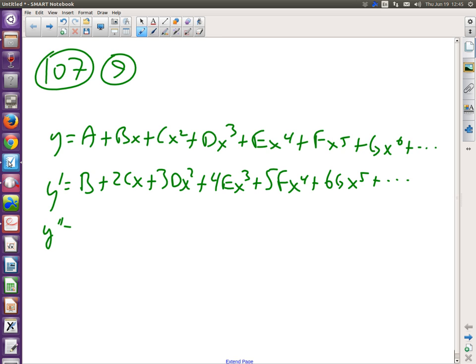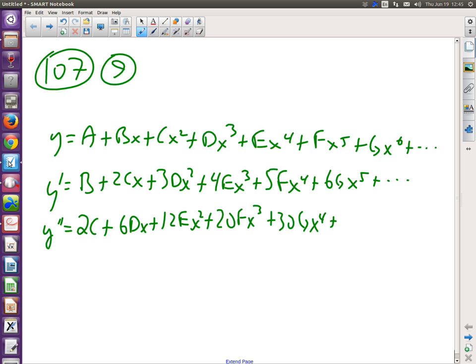So y double prime is, let's see, 2c plus 6dx plus 12ex squared plus 20fx cubed and plus 30gx to the fourth and so forth. All right, so let's see if we can figure out a, b, c, d, e, and f, and g.